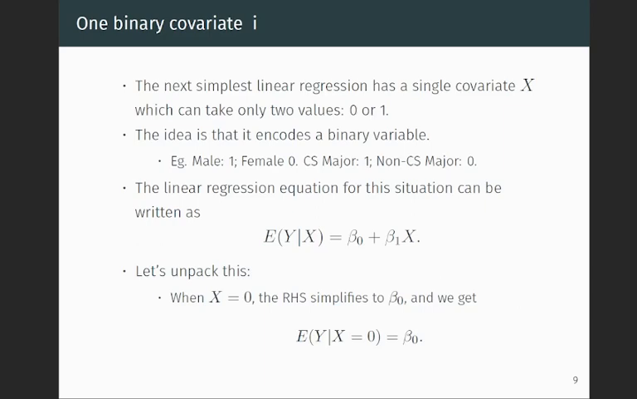We're conditioning on the values of x. So let's look at what happens to the equation when we plug in the only two values that x can take, 0 and 1. First, if we plug in x equals 0, we get beta 0 plus beta 1 times 0. So in other words, we only get beta 0. So the expected value of y, conditional on x equals 0, is beta 0.